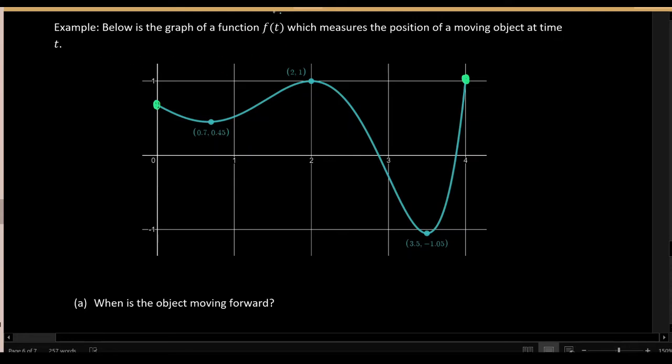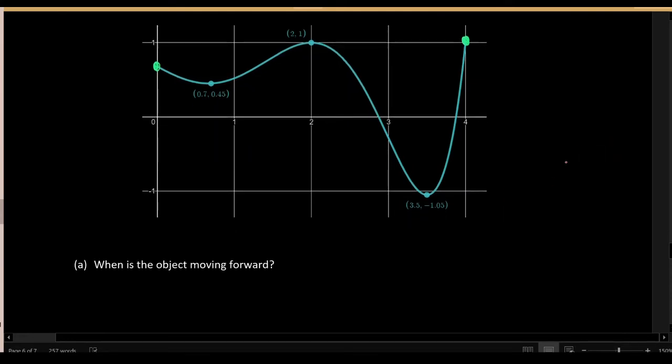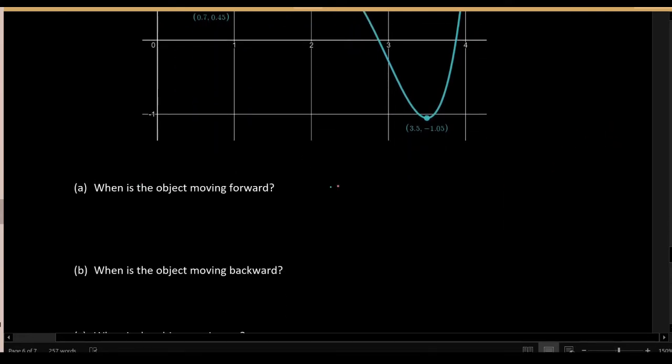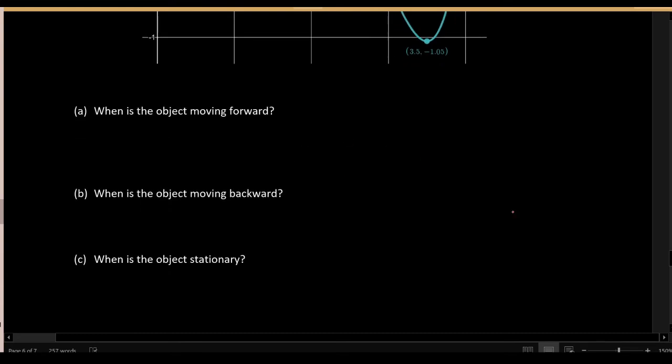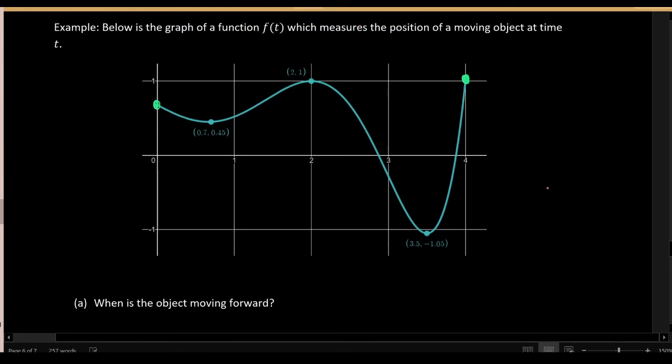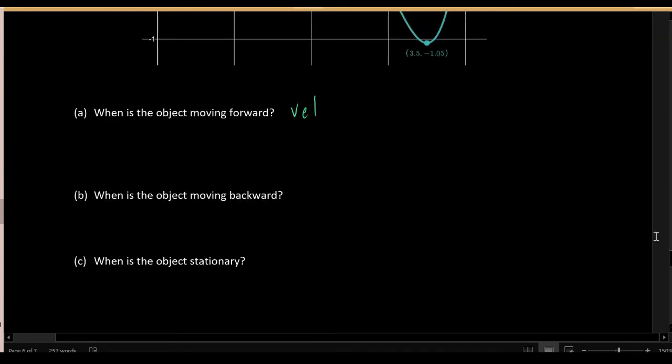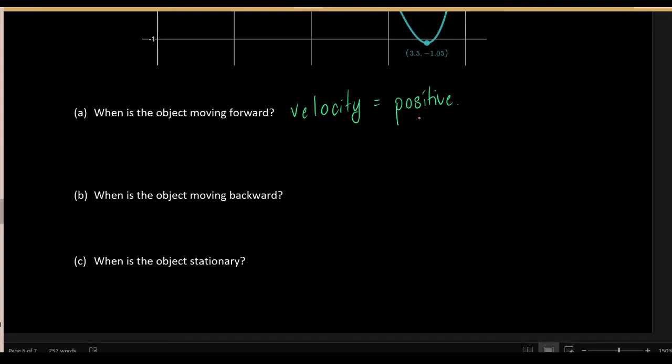Now, without the formula for the function, let's see if we can answer the following questions. Based on the data here, when is the object moving in the forward direction? When is the object moving backward? And when is the object stationary? Now, recall from yesterday that if an object was moving forward, we captured that by using a positive velocity. Also remember from yesterday that the velocity was the derivative of position.